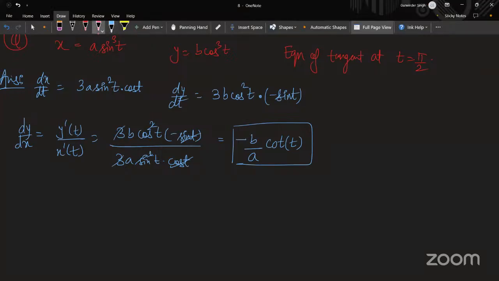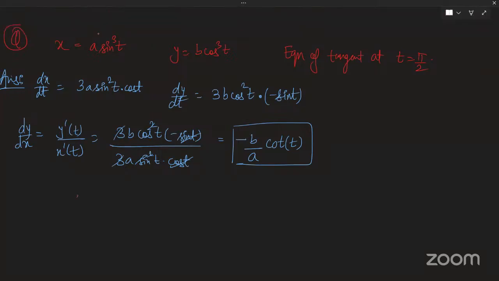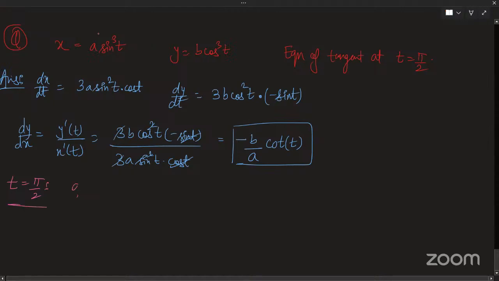So at this point, if I ask you to calculate the slope of the tangent, can you tell me what will be the slope of the tangent at t is equal to pi by 2? Obviously, it is equal to dy by dx. Can you input my value pi by 2 and tell me what will be the slope?